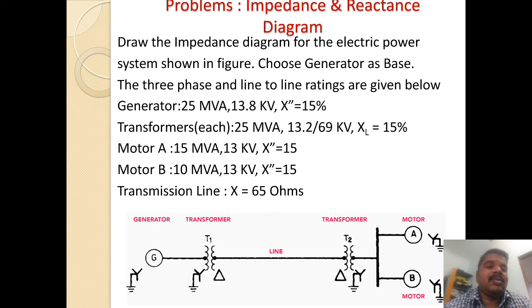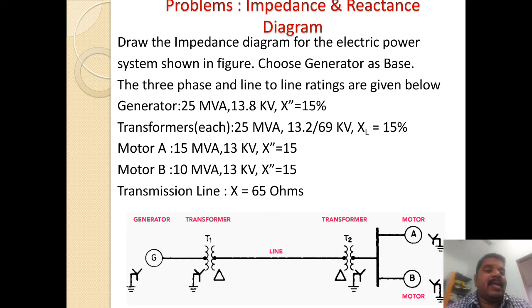First step, as I told, you have to choose the base MVA and base kV, that is MVA base new and kV base new. The generator values are given as 25 MVA, 13.8 kilovolt. So MVA base new is 25, and kV base new is 13.8 kilovolt. That is the first step.